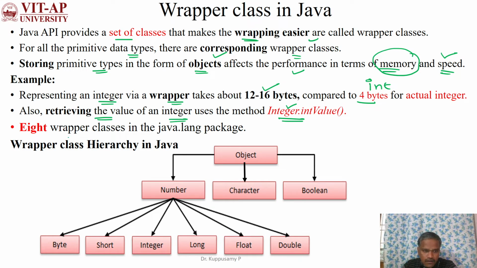Here the hierarchy of wrapper classes is given. We have 8 wrapper classes in the java.lang package. Object is the parent class, which has 3 major wrapper class types: Number, Character and Boolean. Number has 6 more wrapper classes to represent the byte, short, integer, long, float and double data types.